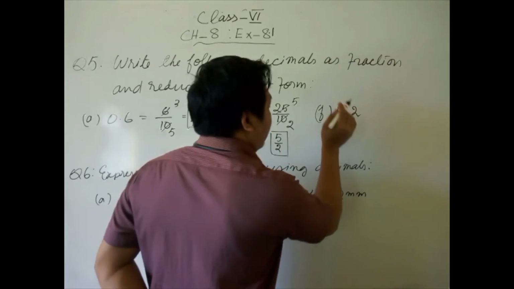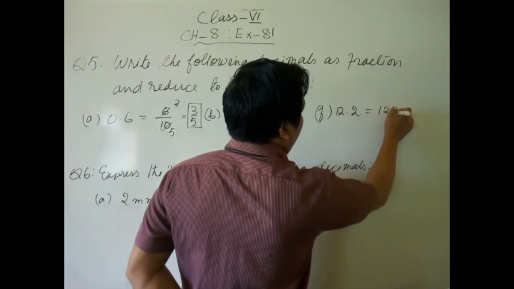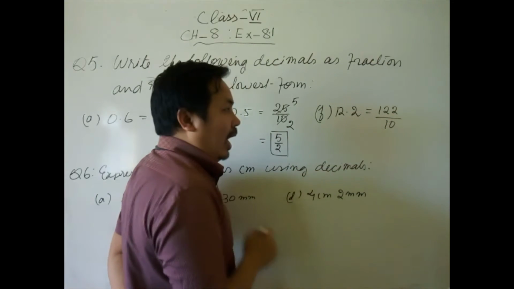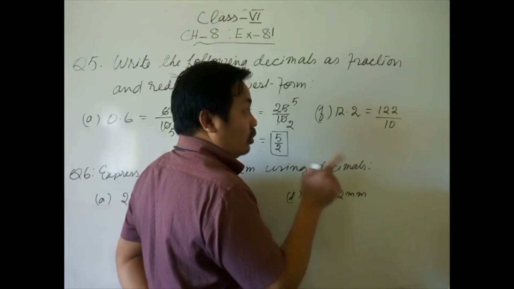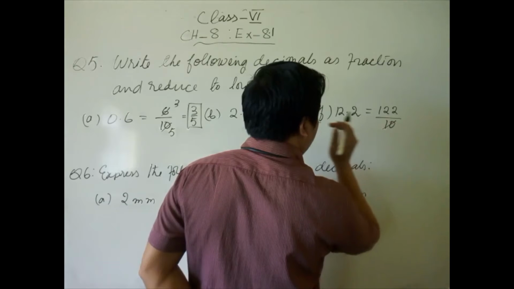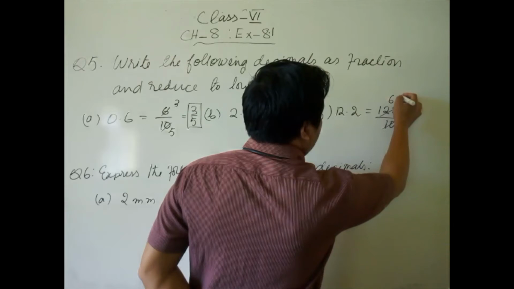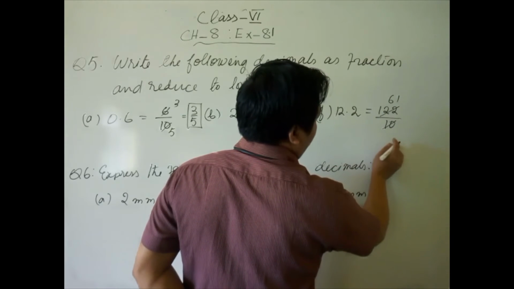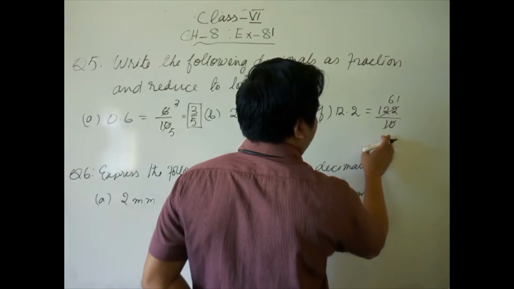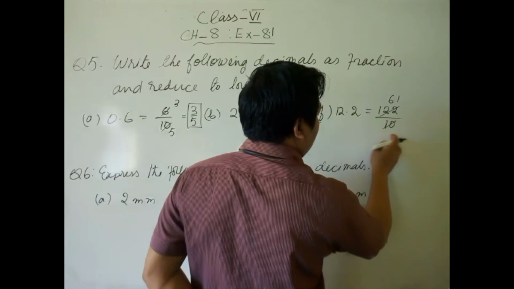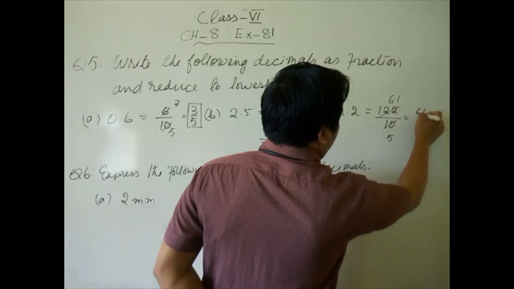And now 12.2 will become 122 divided by 10 as a fraction. And this can also be reduced to the simplest form, that is, divided by 2. Okay, 2 sixes are 12, and 2 ones are 2 here. Okay, then you will get here 61 by 5. That means the answer here is 61 by 5.